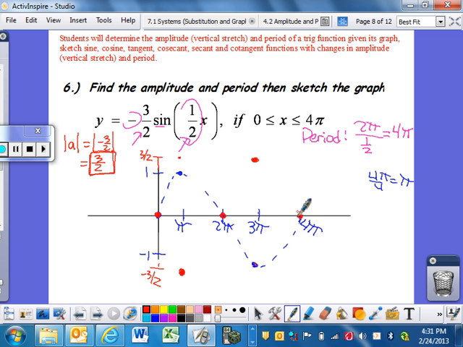So what does this mean for your graph? Here it is. It's stretched 1.5 or 3/2, and it's flipped over the x-axis, and then your period is accordingly. So the red curve is what I'd be looking for on the test. All right?